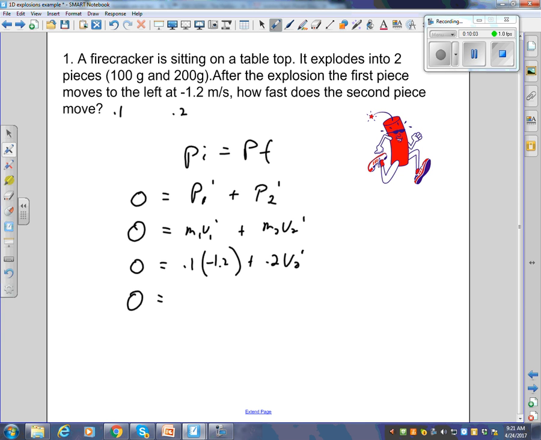0.1 times minus 1.2 is going to be minus 0.12 plus 0.2 V2 prime. So in other words, V2 prime is going to be that minus 0.12 going to the other side and becoming positive, so it's going to be 0.12. And we're going to divide that by that 0.2, which is times by 5, which is, I think, help me out here, I think it's 0.6 meters per second.